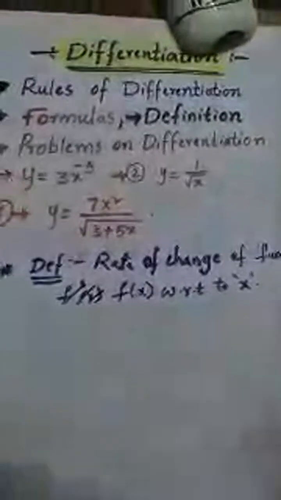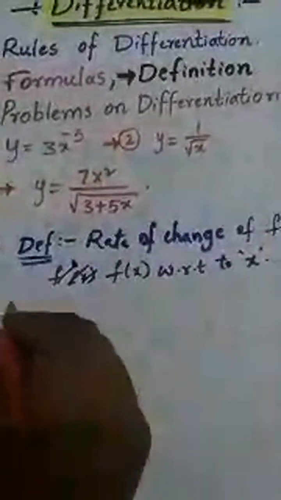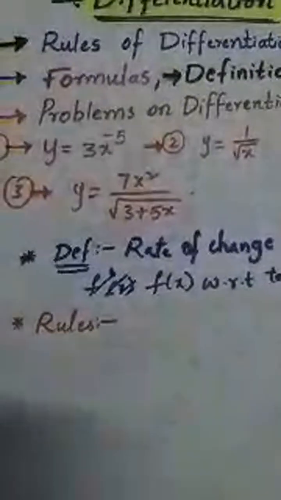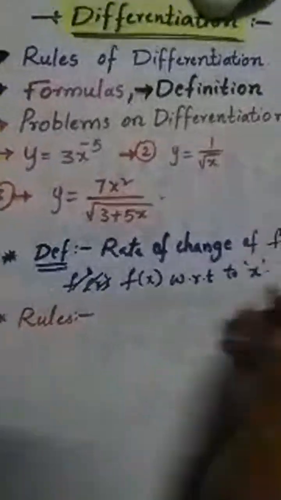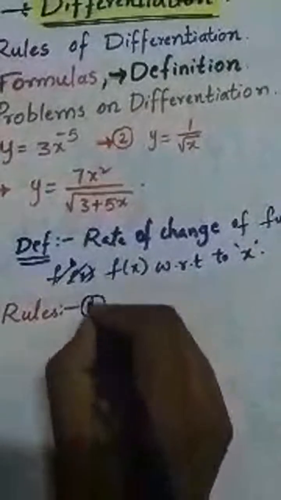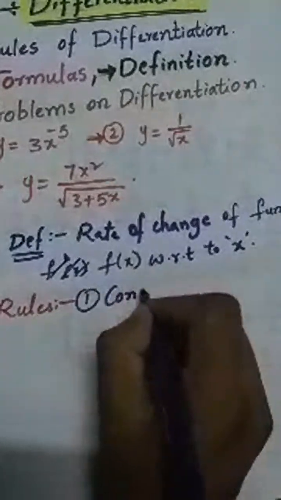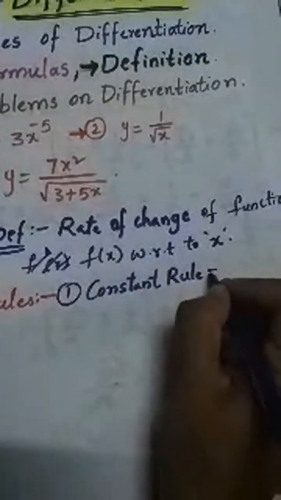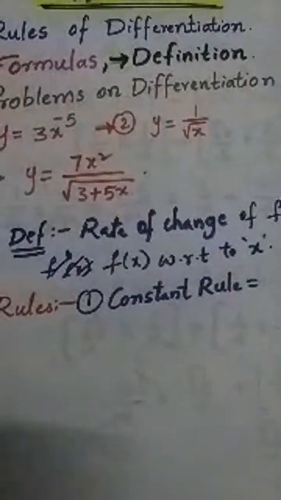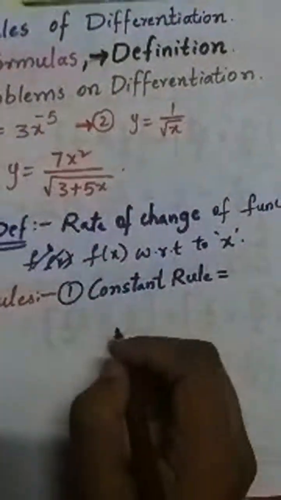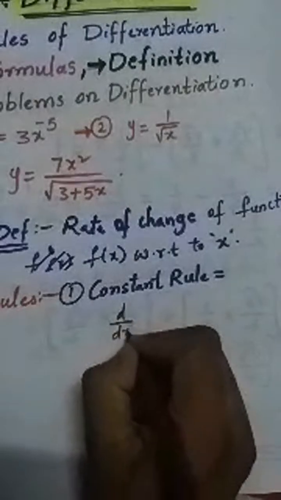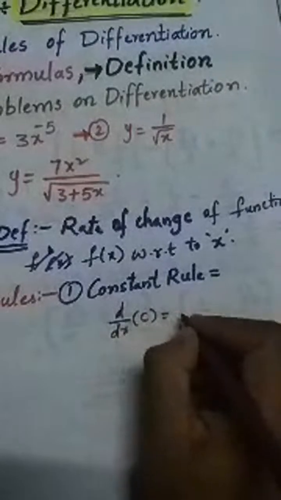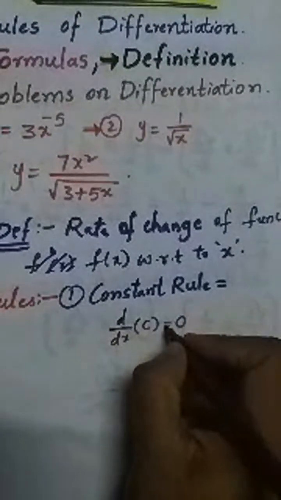Now rules. What are the rules here? Some 5 rules are there. First one, what is the constant rule? Constant rule is nothing but d by dx of a constant value, differentiating with respect to x, we get 0 always. This is the rule.